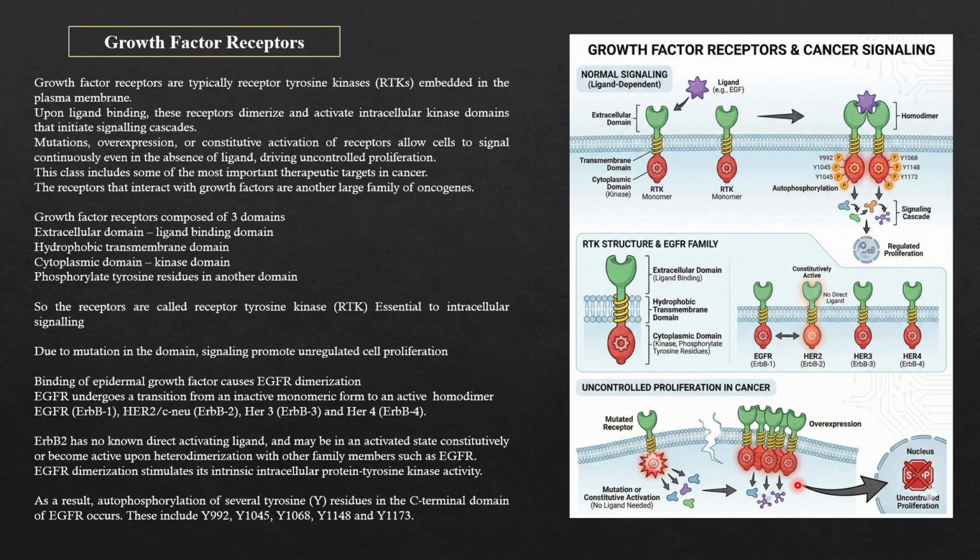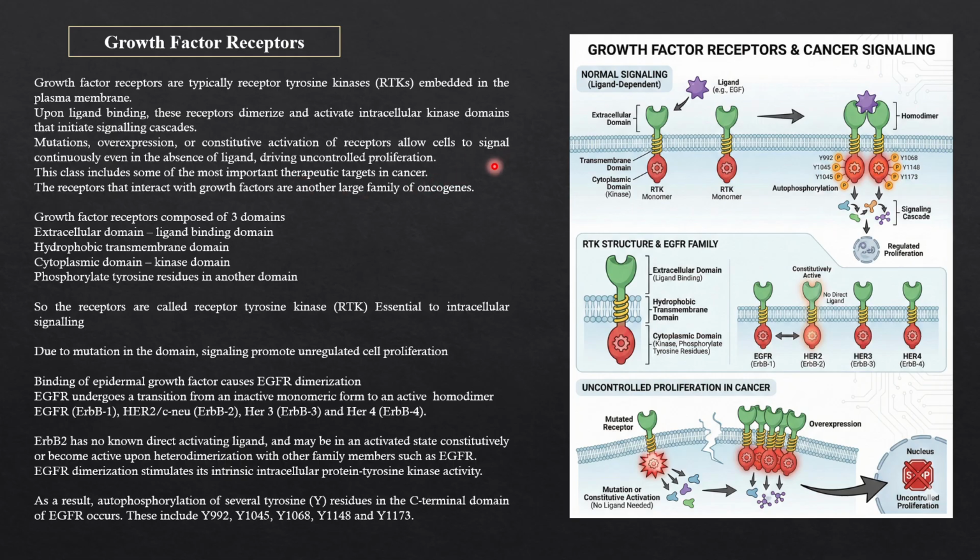Now, growth factor receptors are typically receptor tyrosine kinases, which are present in the plasma membrane. Upon binding with the ligand, these receptors dimerize and activate intracellular kinase domains, which initiate the signaling cascades. Some of the mutations, overexpressions, or constitutive activation of the receptors allow the cells to signal continuously, even in the absence of the ligand, driving uncontrolled proliferation. So this class includes some of the most important therapeutic targets in cancer.